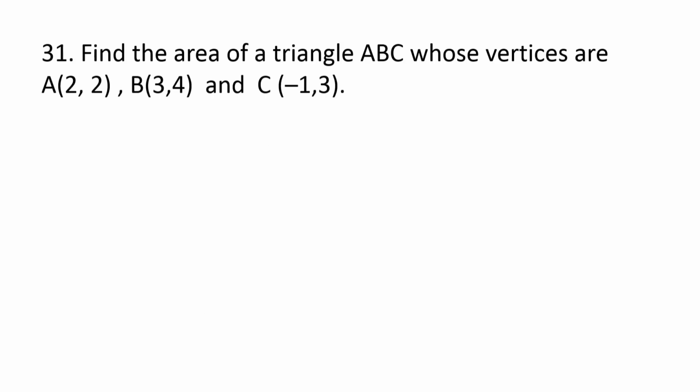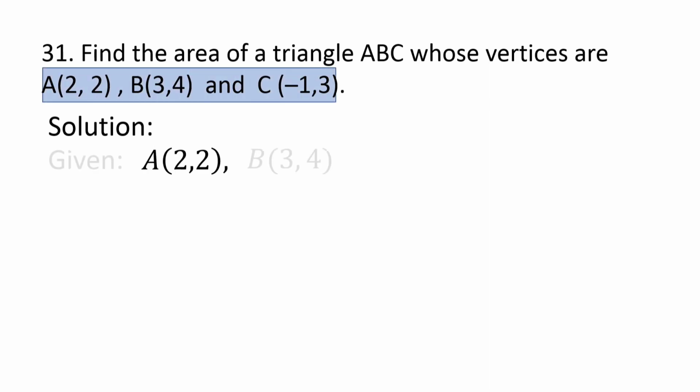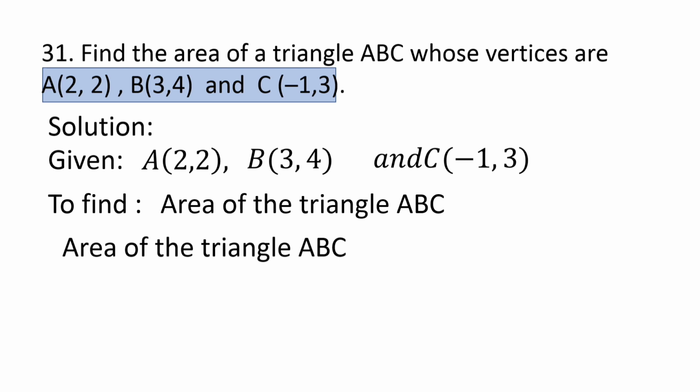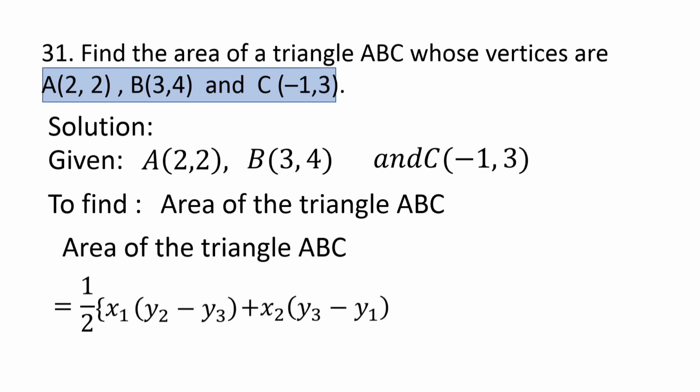31st question. Find the area of the triangle ABC whose vertices are A(2, 2), B(3, 4) and C(-1, 3). Solution. We are given the points A(2, 2), B(3, 4) and C(-1, 3) are the vertices of the triangle. We have to find the area of the triangle. The formula is half into x1 into (y2 minus y3) plus x2 into (y3 minus y1) plus x3 into (y1 minus y2).